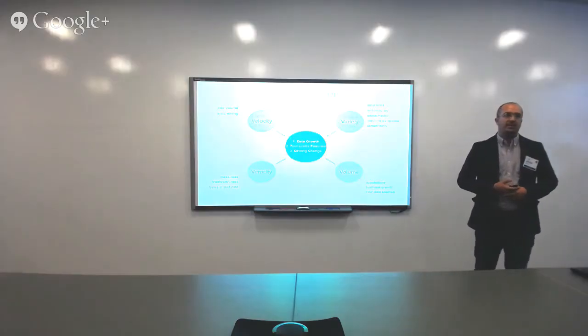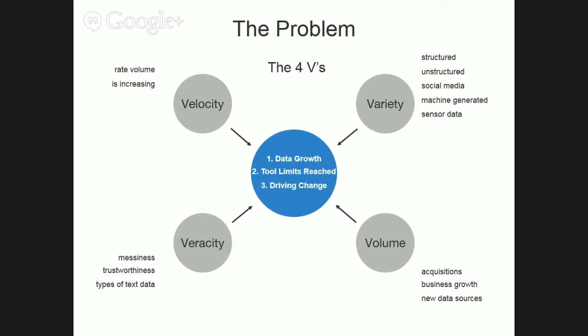The problem: I'm at Shutterfly, and like many companies, the data is just coming in. It's a deluge of data. And we've got the 4 V's: velocity, variety, volume, and veracity. Velocity: data's coming in faster and faster. Variety: you've got social media just exploding. You've got the Facebook feeds, you've got the Twitter feeds. What do you do with them?